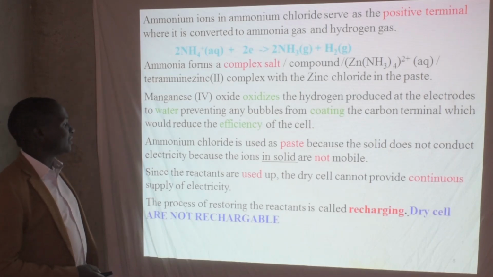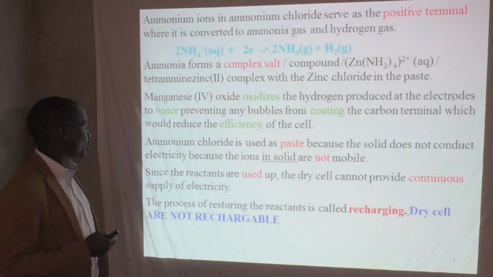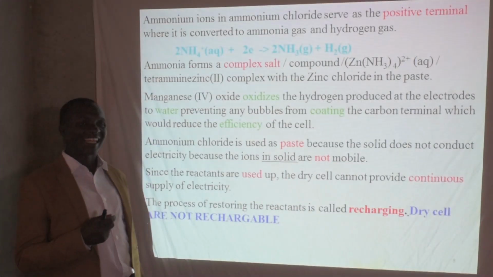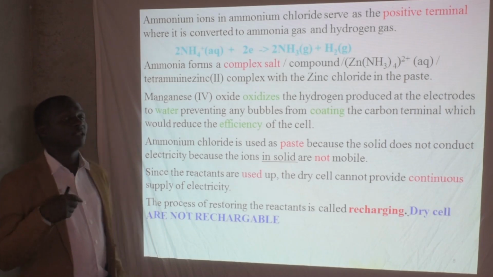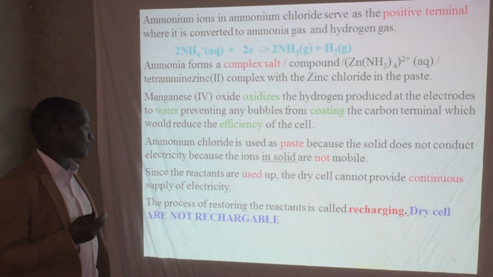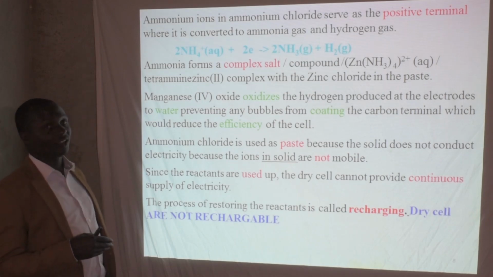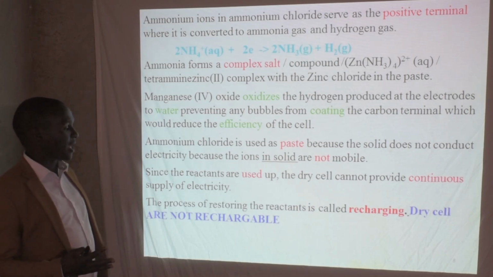Now, since the reactants are used up, remember here the reactants are used up, so the reactants are not replaced. The dry cell cannot provide a continuous supply of electricity. So that is the disadvantage of the dry cell. The reactants are used up and cannot be replaced, and therefore it cannot supply a continuous supply of electricity. After some time, it gets depleted.